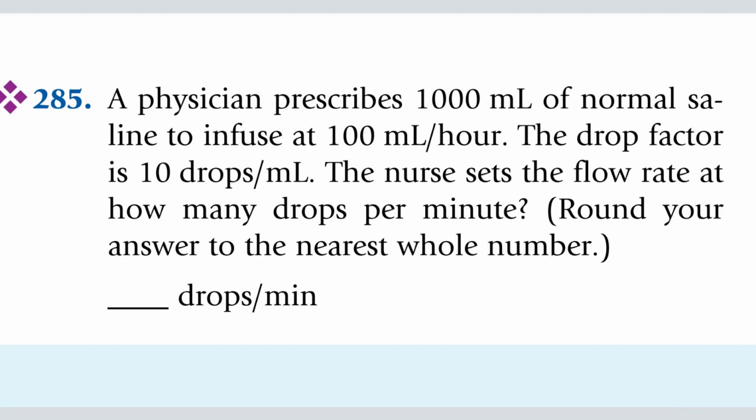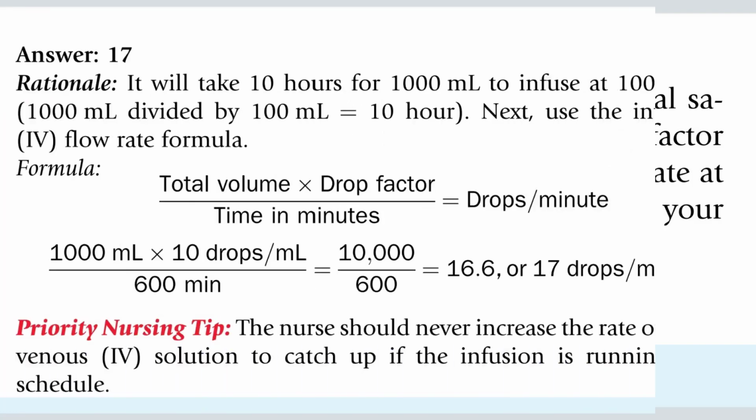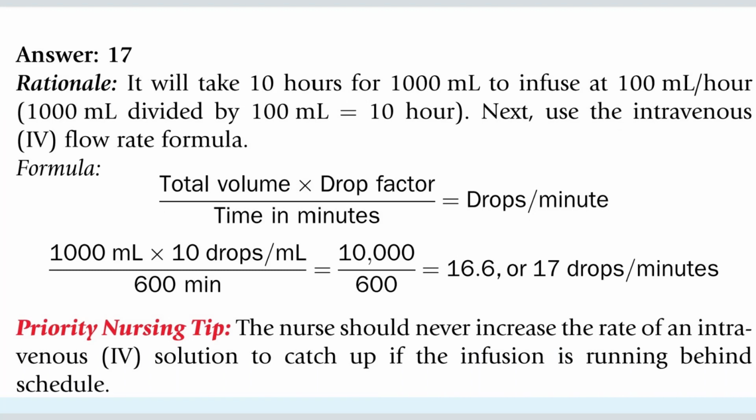285. A physician prescribes 1000 ml of normal saline to infuse at 100 ml/hour. The drop factor is 10 drops per milliliter. The nurse sets the flow rate at how many drops per minute? Round your answer to the nearest whole number, drops per minute. Answer: 17. Rationale: it will take 10 hours for 1000 ml to infuse at 100 ml/hour, 1000 ml divided by 100 ml per hour equals 10 hours. Next, use the intravenous flow rate formula.